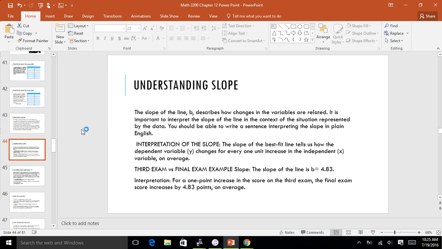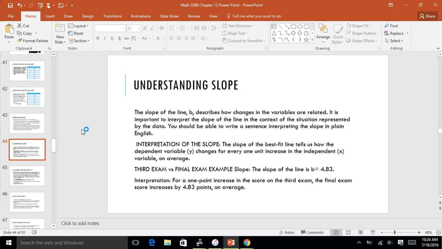So, all right, let's understand that slope. The slope of the line, we put B here, and remember, it can change. It can be A, depending on what calculator setting you use. It describes how the changes in the variables are related. It's important to interpret the slope of the line in context of the situation explained by the data. You should be able to write it in a sentence to explain the slope in plain English.